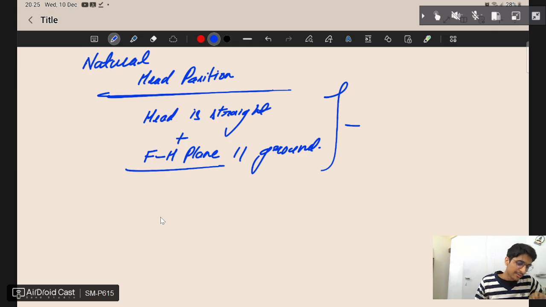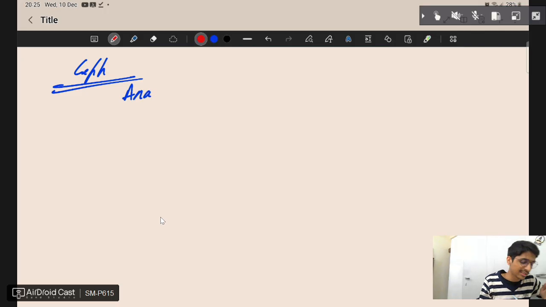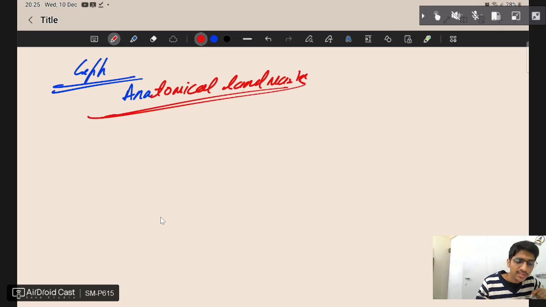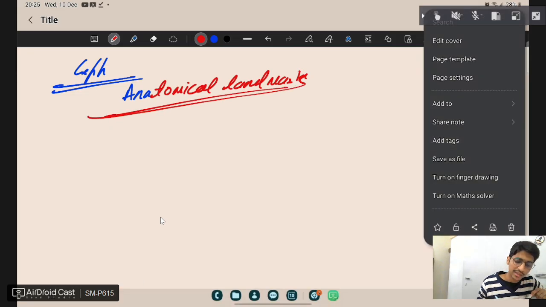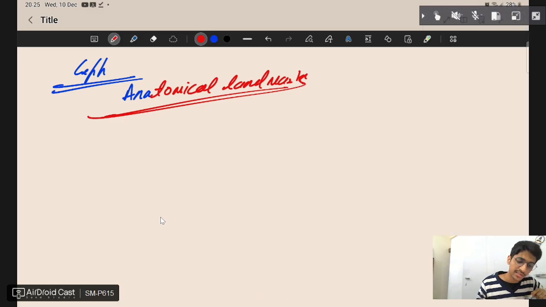Now we are going to start the ceph course with the anatomical landmarks. From this part, it is important, so I am making it in red. In the start, there is an image which I showed earlier also. I will show this again; I have to add that image again.